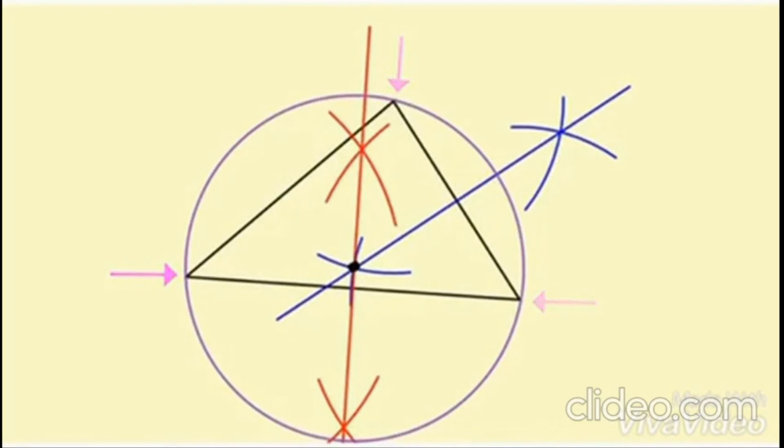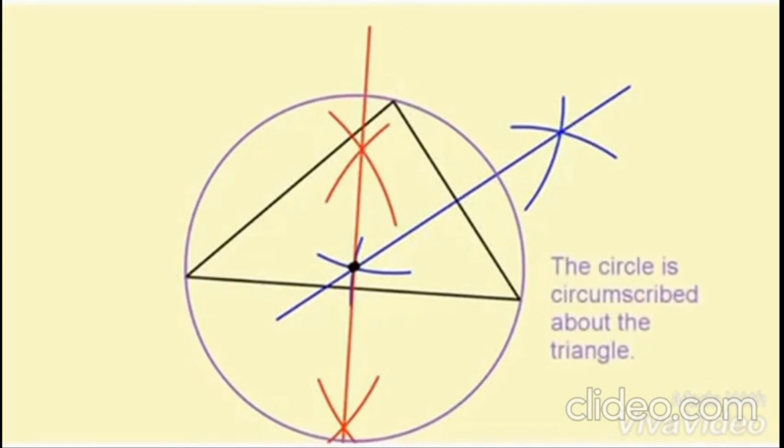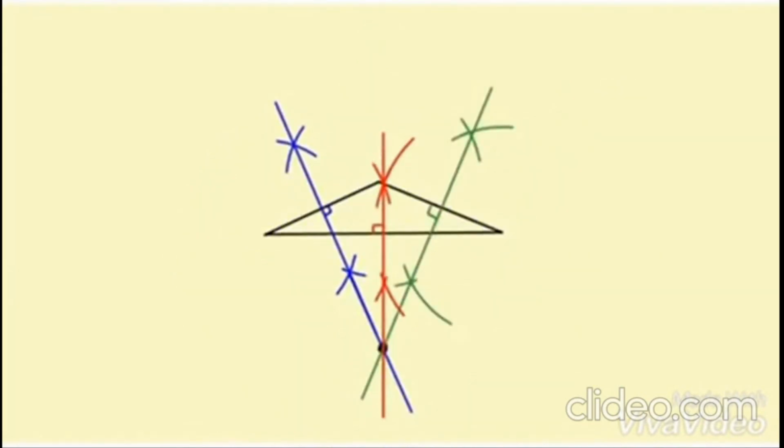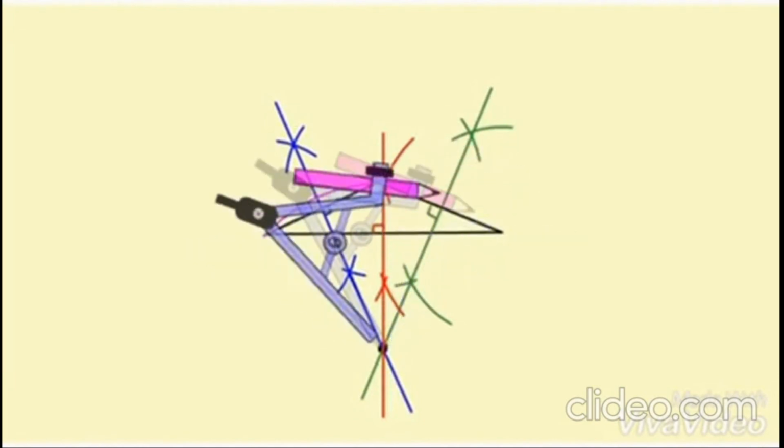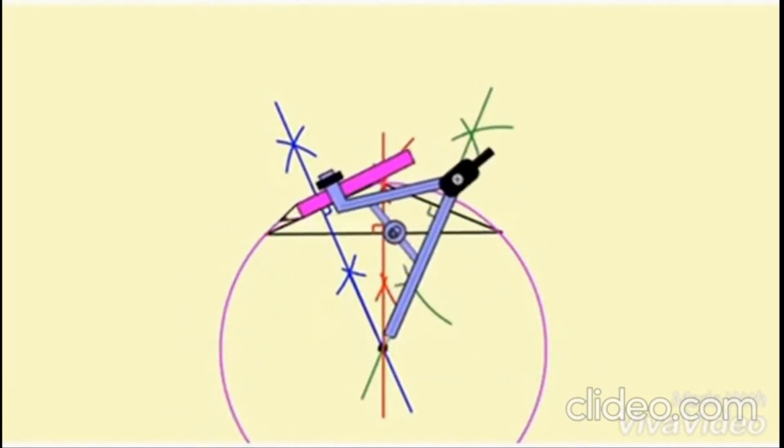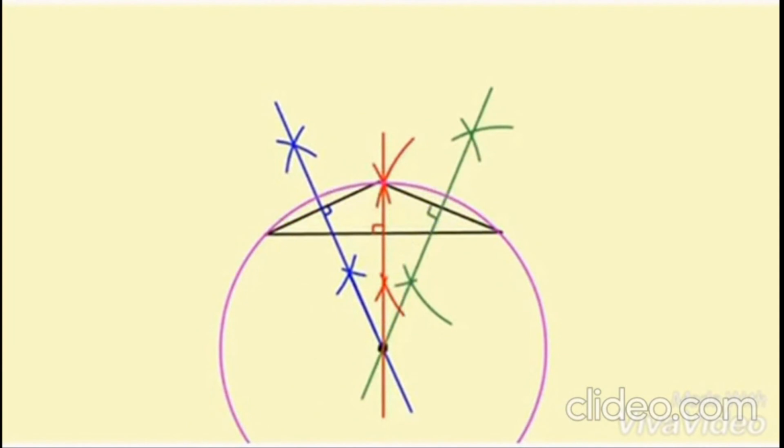I want you to notice on this one because it's an obtuse triangle, this circumcircle is actually outside the triangle. Let's see what the circumscribed circle looks like. If you have an obtuse triangle, just keep in mind that you should expect the circumcenter to be outside, in the exterior of the triangle.